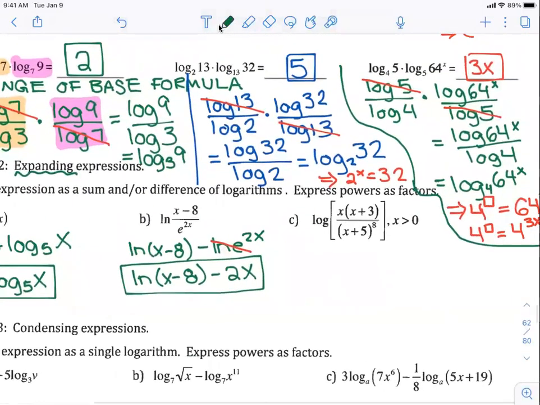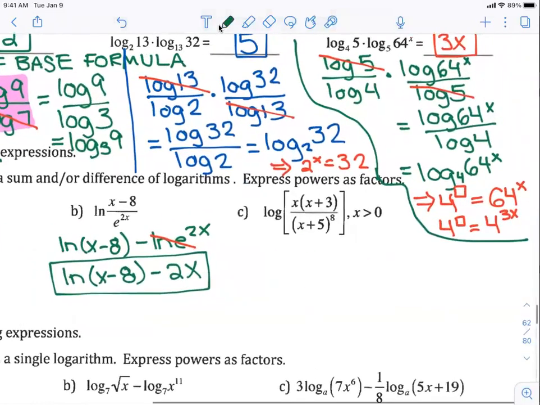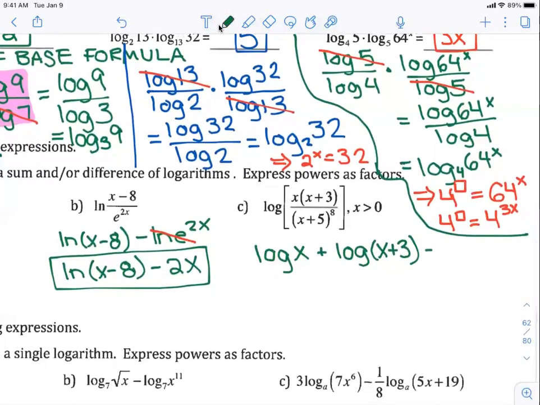This one might look confusing, but break it down like you normally would. So this is saying log x is on top, plus the other part on top is x plus 3. It's on the bottom, you subtract. So then we're going to say minus log of x plus 5 to the 8th. And then something very important. It says express powers as factors.